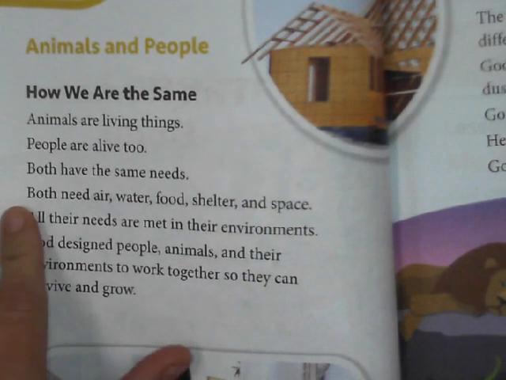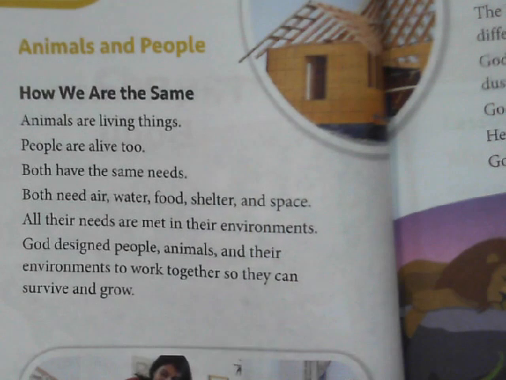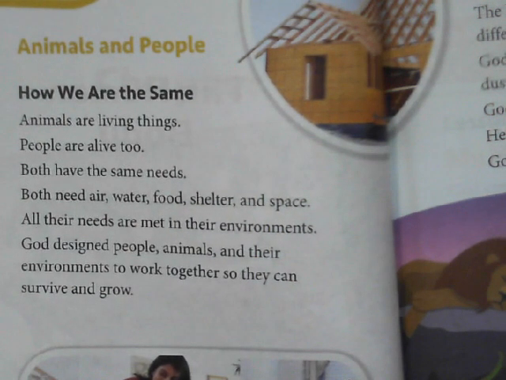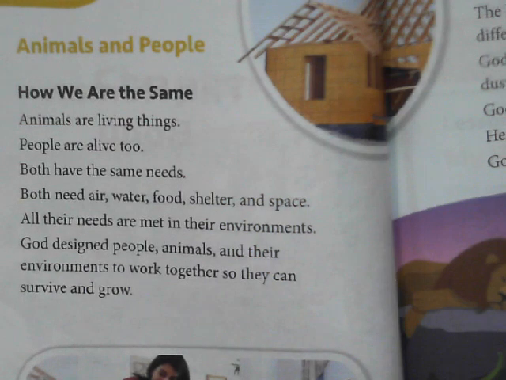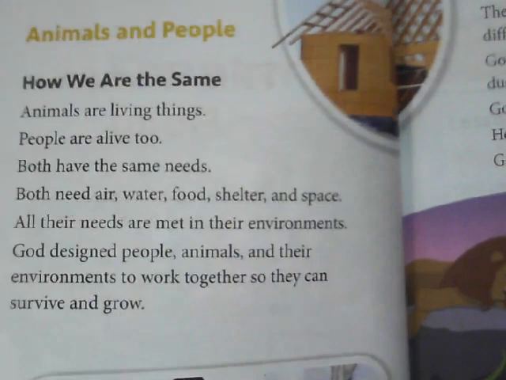Remember our needs? Both need air, water, food, shelter, and space. Do that with me. Air, water, food, shelter, space. Again. Air, water, food, shelter, space. Good. All their needs are met in their environments. God designed people, animals, and their environments to all work together so they can survive and grow.